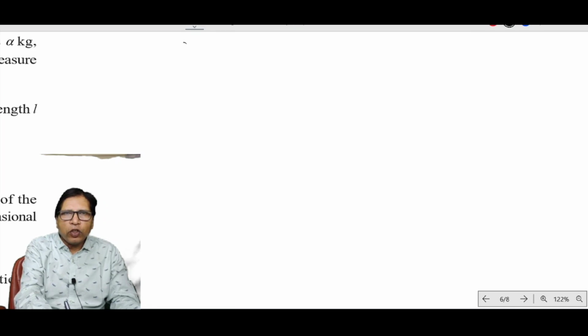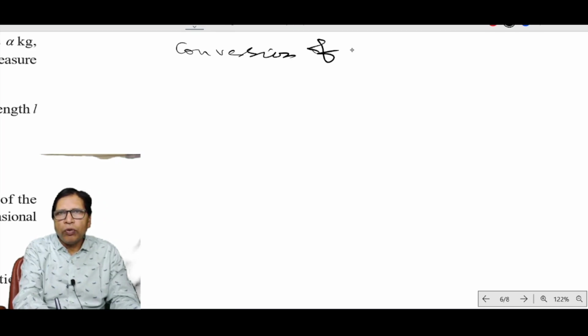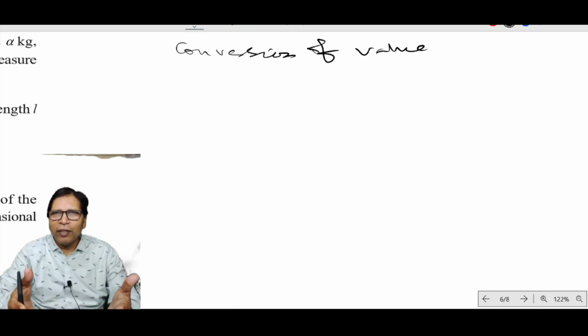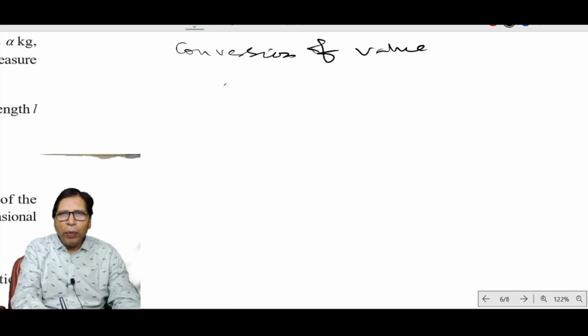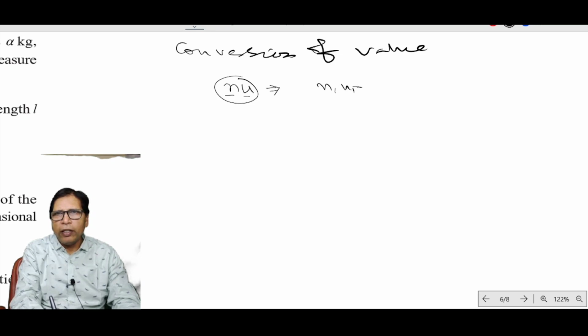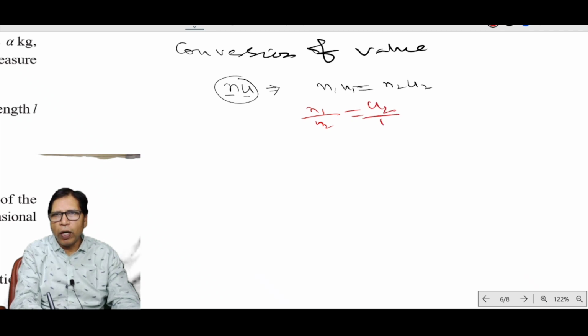That is conversion of the value of a physical quantity from one system of unit to another. The value of a physical quantity is n into u, where n is the number and u is the unit. So for a given value of a physical quantity, nu is always constant. So n1 u1 equals n2 u2. No problem. So n1 by n2 equals u2 by u1.